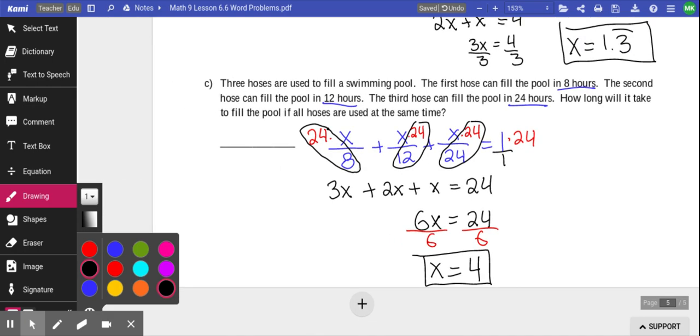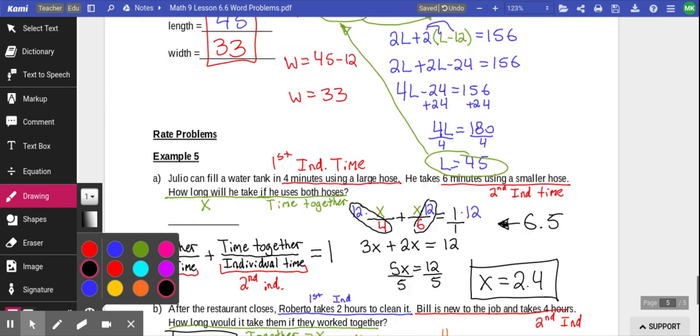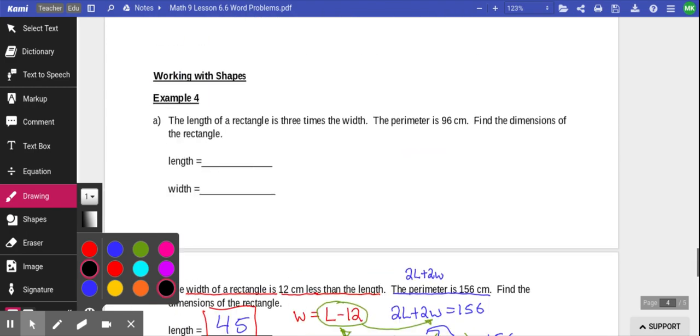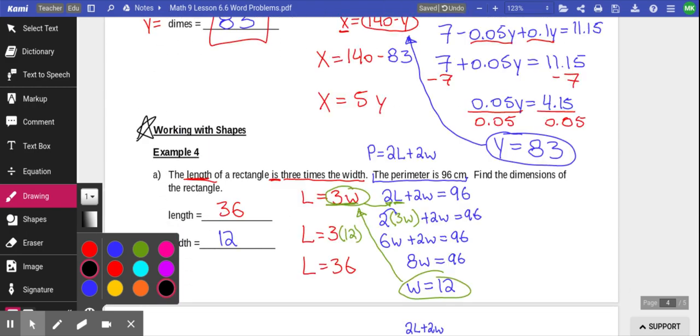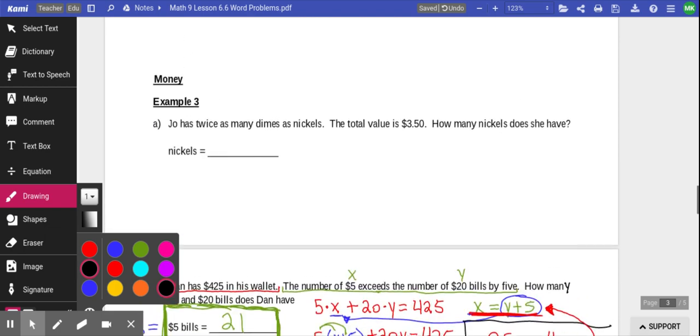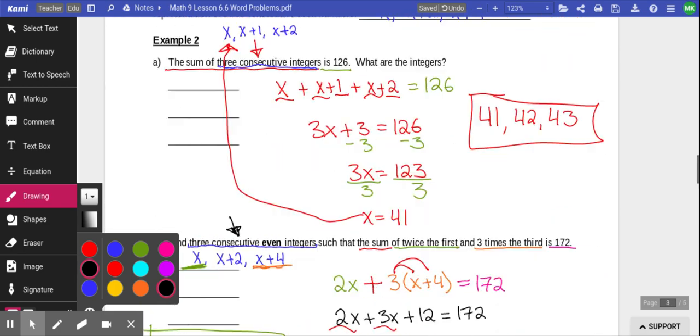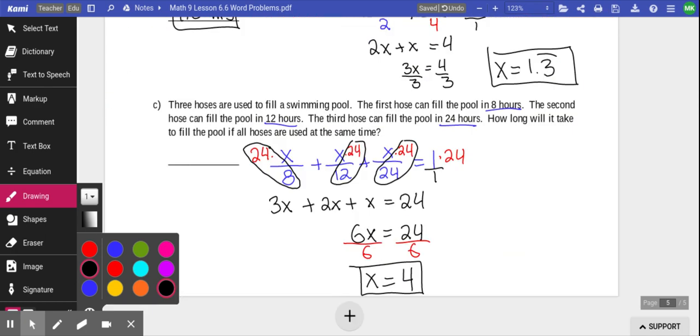We did have different types of questions, so try to figure out the rate problems in your practice, and then watch the shape problems when you're doing the practice. Watch the money problems when you're doing the practice. You get it, right? So that way, when you're practicing, you're actually watching the right videos to help you with your practice.